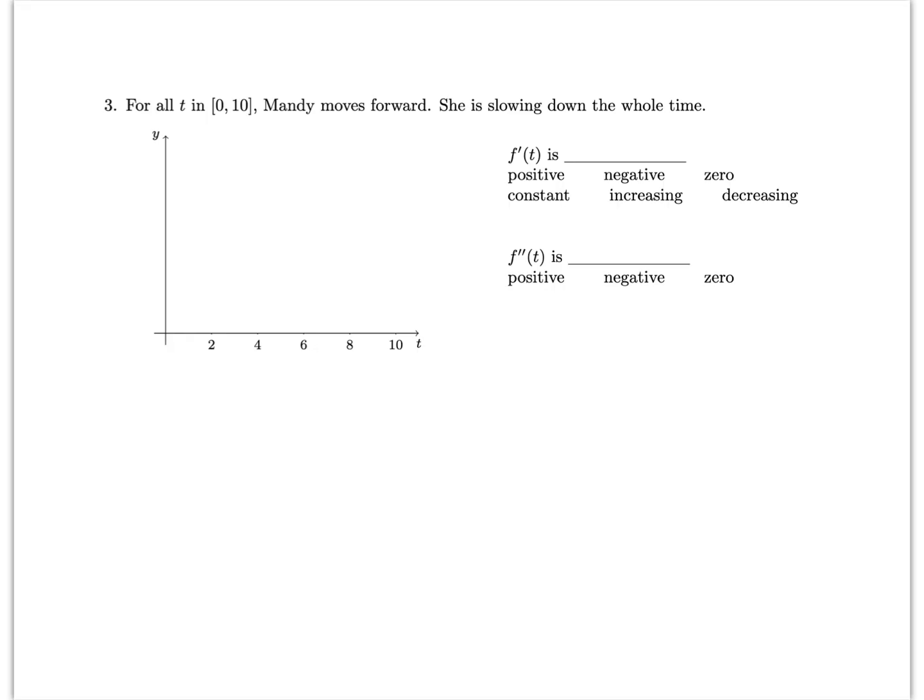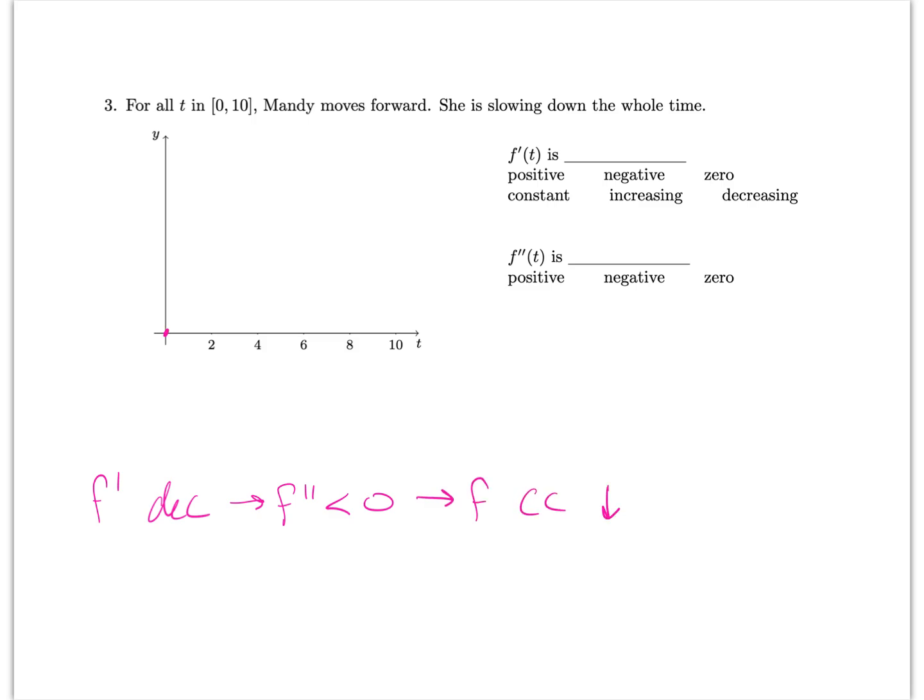Okay, now for all time t in 0 to 10, Mandy moves forward. So her distance should be increasing. She's moving forwards, but she's slowing down the whole time. So remember, slowing down, that's her velocity. So f prime is decreasing. Okay. And we know that when the derivative is decreasing, or when a function is decreasing, its derivative is negative. So f double prime should be negative. And when a second derivative is negative, the function f is concave down.